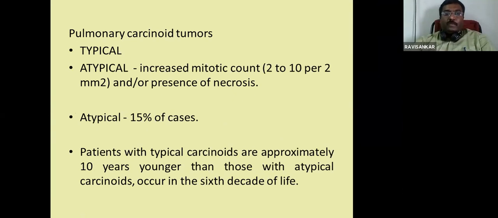15% of the carcinoids are atypical. Usually, patients with typical carcinoids are younger than the patients with atypical carcinoids. The difference between typical and atypical, as we already discussed, is the mitotic count.